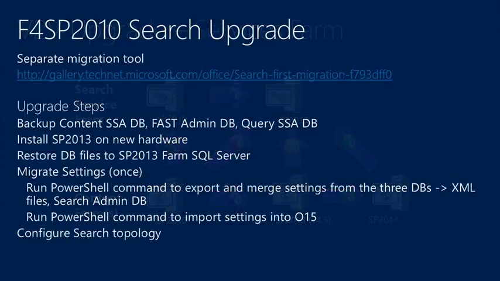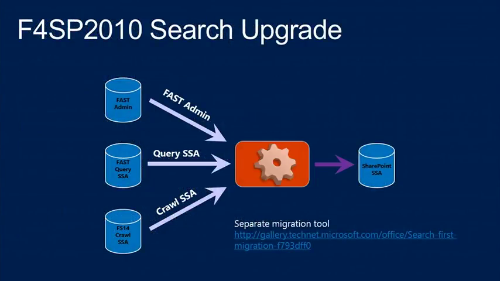I know no one in the room is running FAST. If you want to go down the FAST route, or you know anyone that does, this link is your real friend, because the link allows you to download a tool set which allows you to run scripts against a FAST Search for SharePoint farm. And effectively the way it works is we take key components of the FAST farm, such as the FAST admin DB, from the separate FAST farm. It's nothing to do with SharePoint, that one. The FAST query search service application database, and the FAST crawl search service application database.